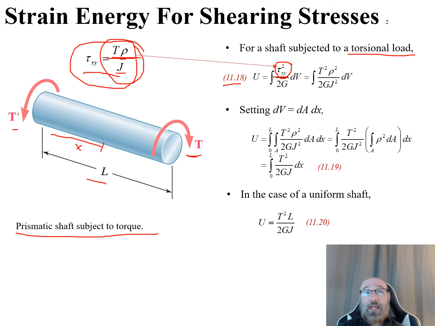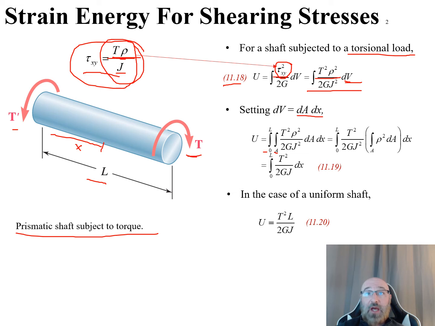We plug that into this equation here, and what we end up with is the integral of T squared, our torque squared, times rho squared, all over 2G times J, our polar moment of inertia squared, dV. Now, similar to what we've done before, we can set our dV equal to dA dx. So again, we can separate this out into a double integral, one from 0 to L and one over our area.